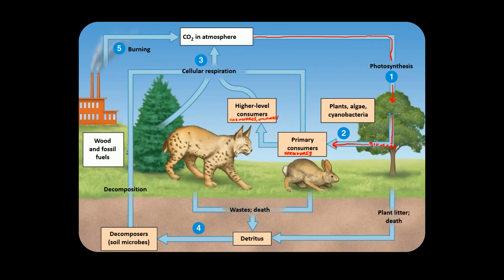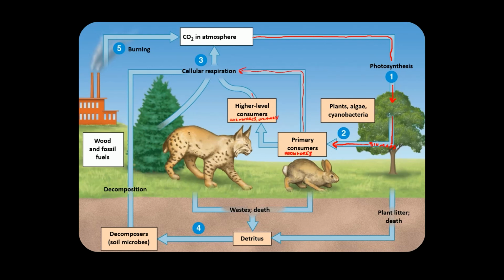Then other consumers, which we call secondary and tertiary consumers, these are omnivores and carnivores, can eat the herbivores as well as maybe some of the plants, depending on what animal we're talking about. And they too are going to add to their own biomass and fulfill their own energy needs.